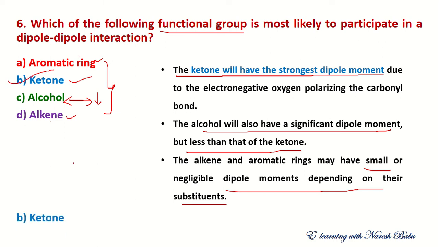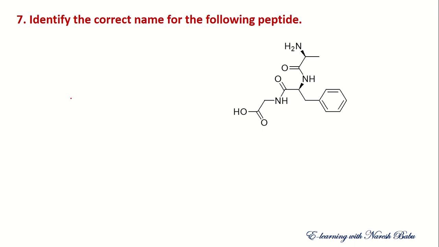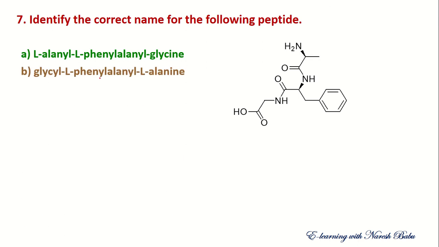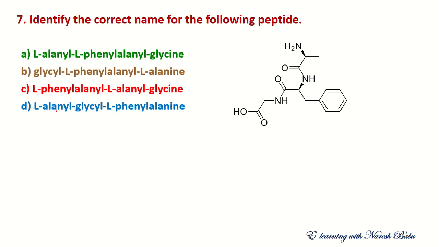Coming to question 7, identify the correct name of the following peptide. So it is a peptide. If you observe clearly, this is a tripeptide. First we can see the options. The options given are: L-alanyl, L-phenylalanyl, glycine; glycyl, L-phenylalanyl, L-alanine; L-phenylalanyl, L-alanyl, glycine; and L-alanyl, glycyl, L-phenylalanine. So these are the four options given. Which one is the peptide?